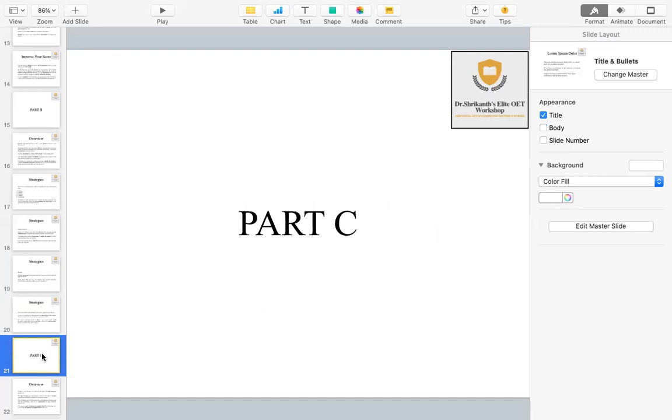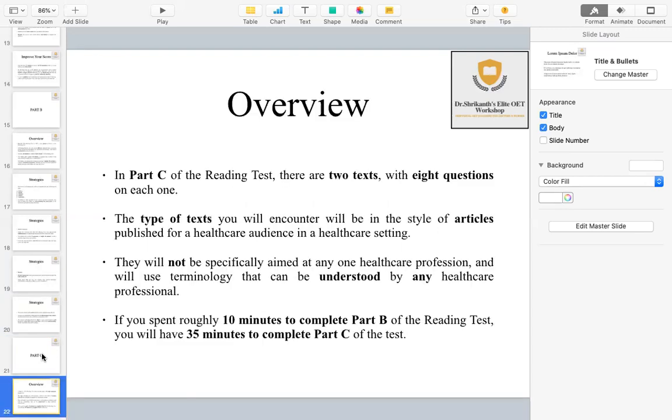of the OET reading module. So this is a little bit challenging. The reason is that once you complete part A reading and part B reading, by the time you reach part C, you're absolutely going to be exhausted. You're going to be energy deprived. Your brain is going to be fatigued, and you just don't have as much energy as you did in part A of the reading. So this is the main reason why many students find part C quite challenging.